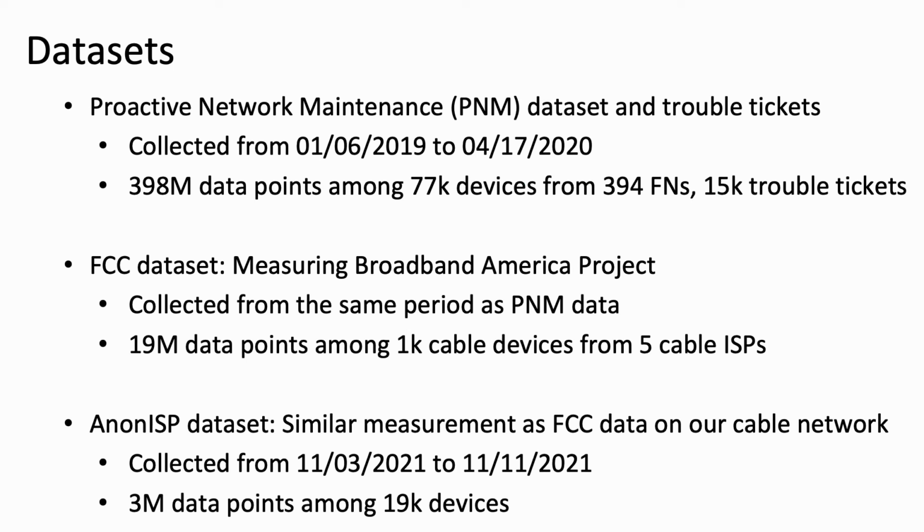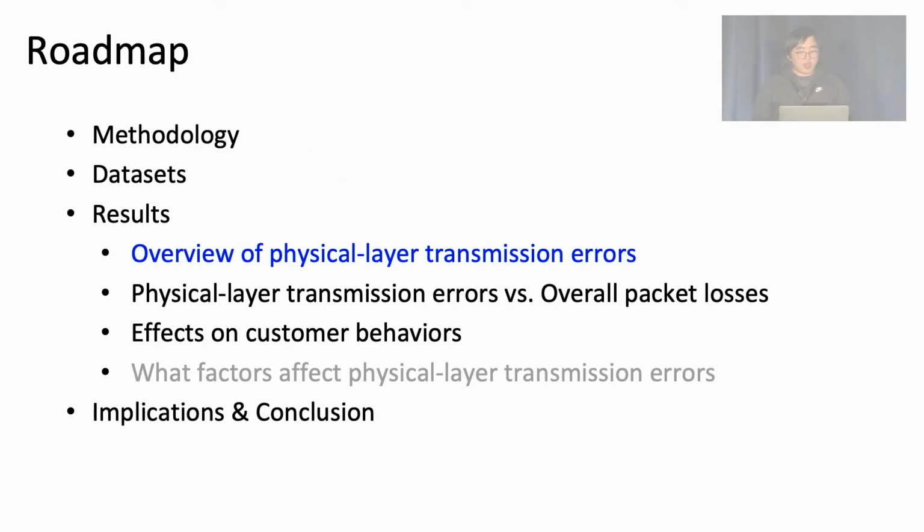From the PM dataset and tickets, we obtain data from a 16-month period from 394 FNs. For the FCC dataset, we use data collected from the same period as the PM dataset from 5 different cable ISPs. For the Alone ISP, we only collect it from a very short time period, so it does not overlap with the previous 2 datasets. All the devices are cable devices that are able to respond to ping requests. Next, we will highlight a few interesting results.